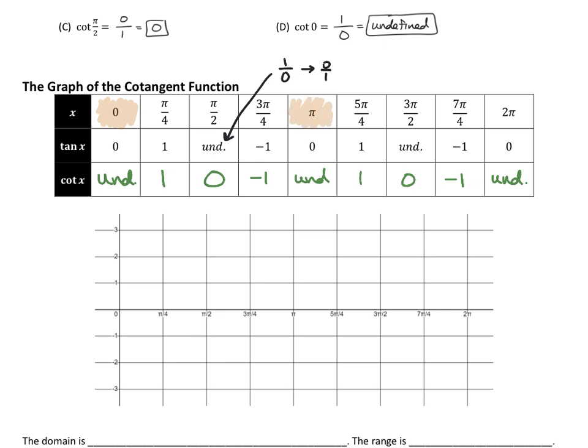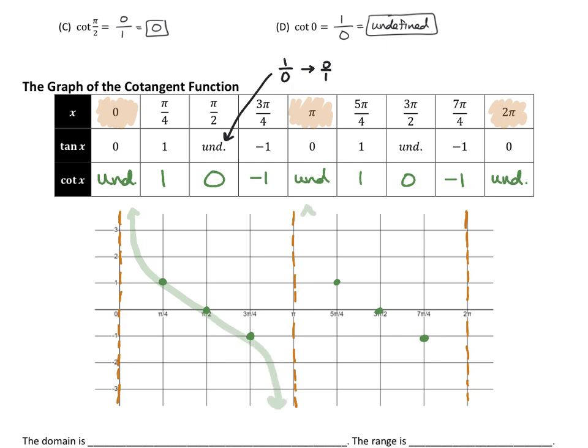So here are the places where this graph is going to be undefined. It'll be at 0, there's my vertical asymptote. It will be at pi, here's a vertical asymptote, and it'll be at 2 pi, another vertical asymptote. If I plot the points I have, pi over 4, comma 1, pi over 2, comma 0, 3 pi over 4, comma negative 1, 5 pi over 4, comma 1, 3 pi over 2, comma 0, 7 pi over 4, negative 1. When I play connect the dots here, this graph is going to look like the tangent function except different.